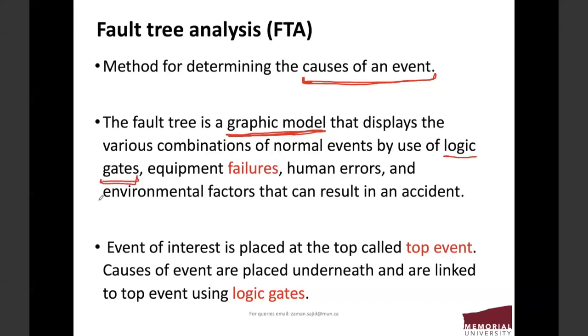What do the logic gates mean? Equipment failures, human errors, and environmental factors that can result in an accident. I highlighted the word failure here because fault tree analysis is always used to understand an undesirable event. The event of interest is placed at the top, which is called the top event in a fault tree. Causes of events are placed underneath. This is what we were talking about last time, if you recall our last lecture, and are linked to the top event using logic gates.